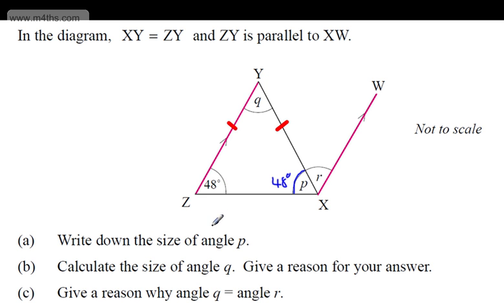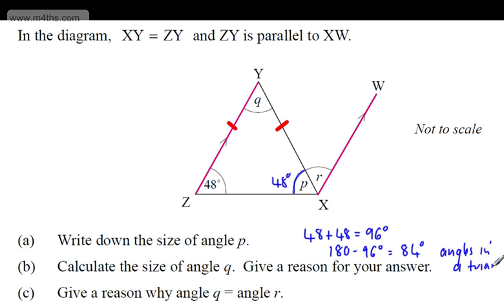Okay, we're asked to calculate the size of angle Q. Give a reason for your answer. Well, 48 plus 48 will be equal to 96 degrees. 180 minus 96 degrees is going to give us 84 degrees. Angles in a triangle sum to 180 degrees.